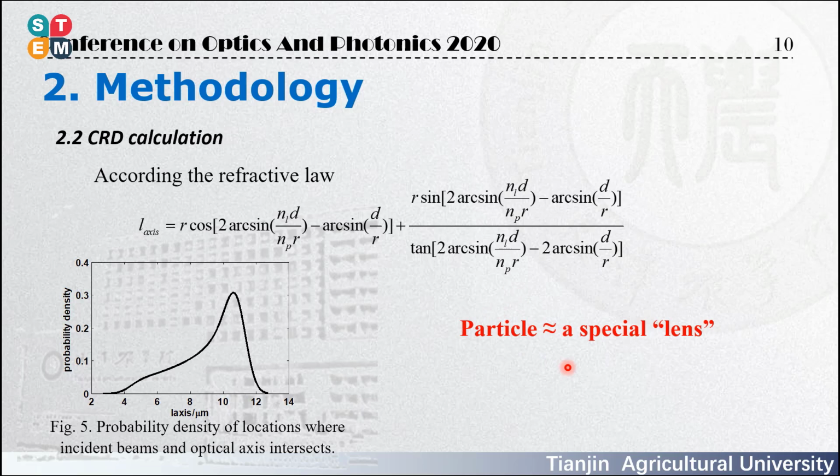The particle can be seen as a special lens. And the maximum intensity point is the focus point of the lens. Therefore, the intensity along the axis can be analyzed to assess the severity of the impact of the twin image. As we calculated the probability density of locations where the incident beams and the optical axis intersect, we can get the focal length. The biggest probability density lies at the 10.69 micrometers position. That is to say, the focal length of the particle lens is 10.69 micrometers.